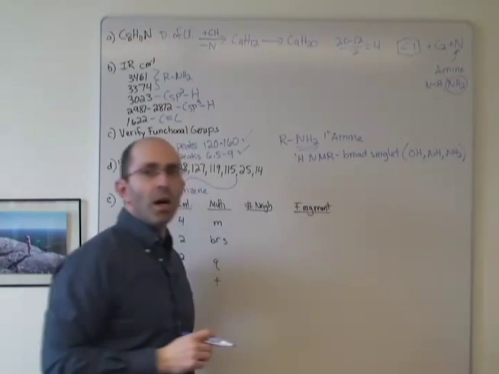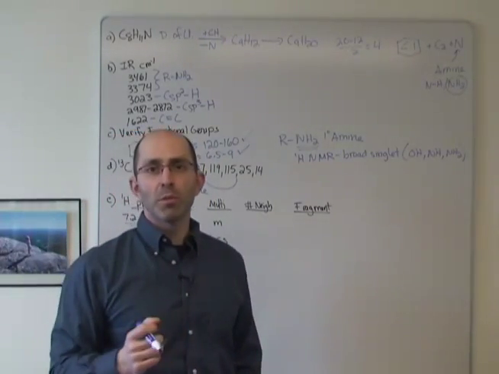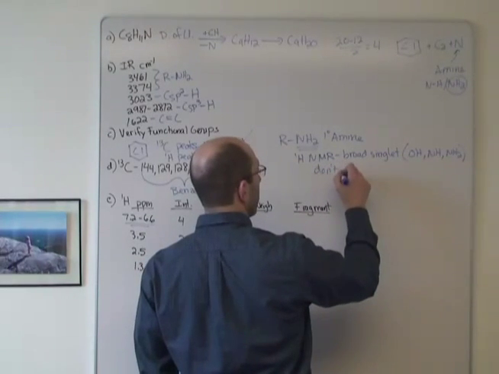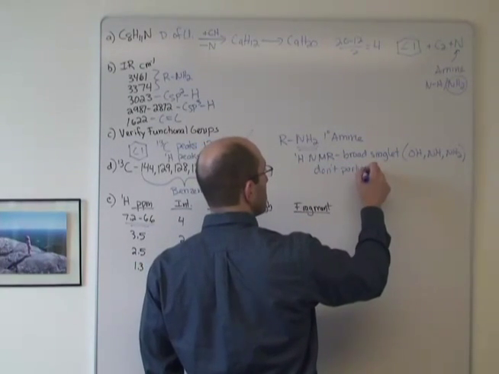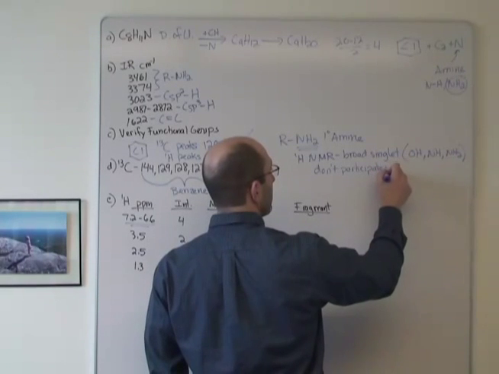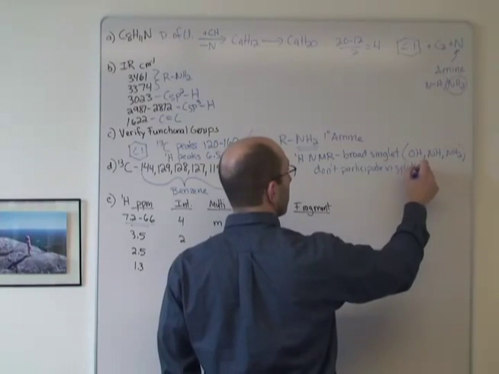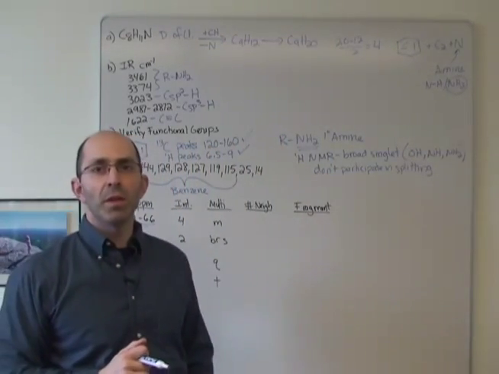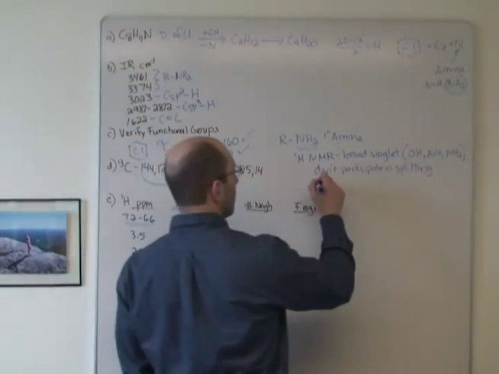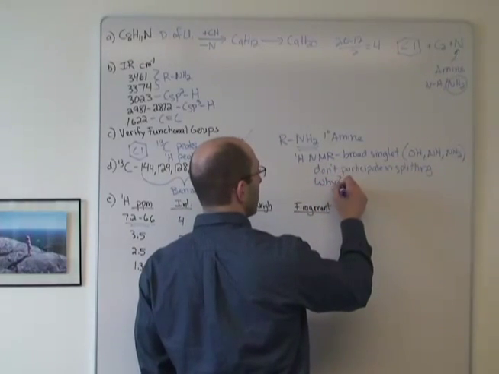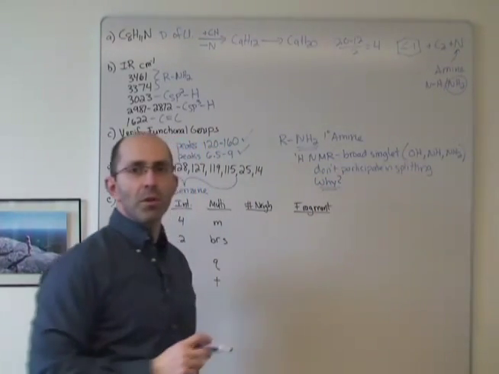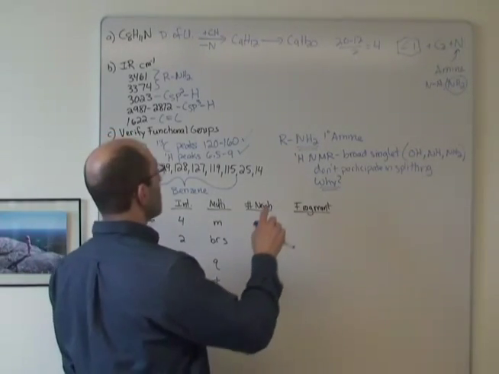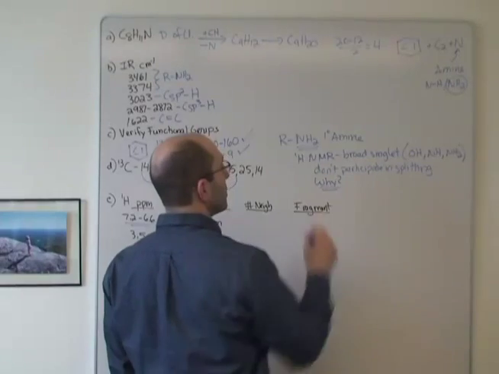So protons on those electronegative elements always show up as broad singlets, and they don't participate in splitting. Right? So they're not split by neighboring protons, and they do not split neighboring protons. Right? And this is, I think, an interesting knowledge forum question. Why? Why don't they participate in splitting? So that's something I'd encourage you to think about. But regardless, for right now, we're looking for a broad singlet.